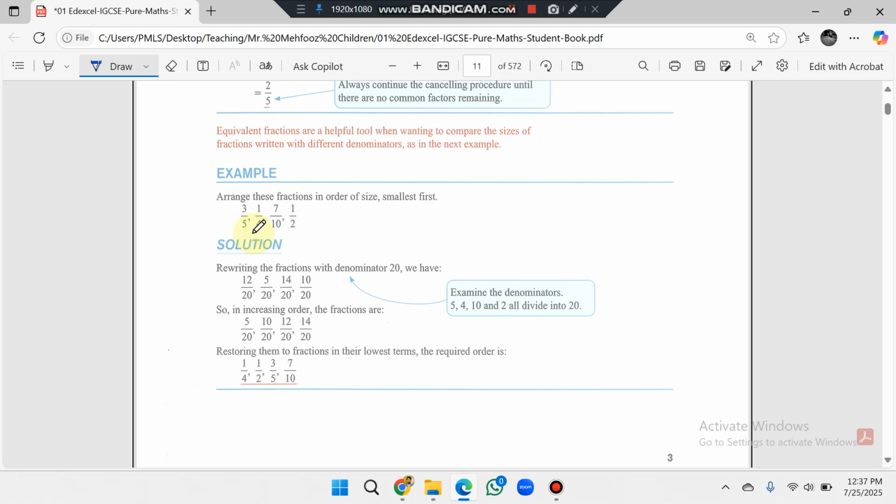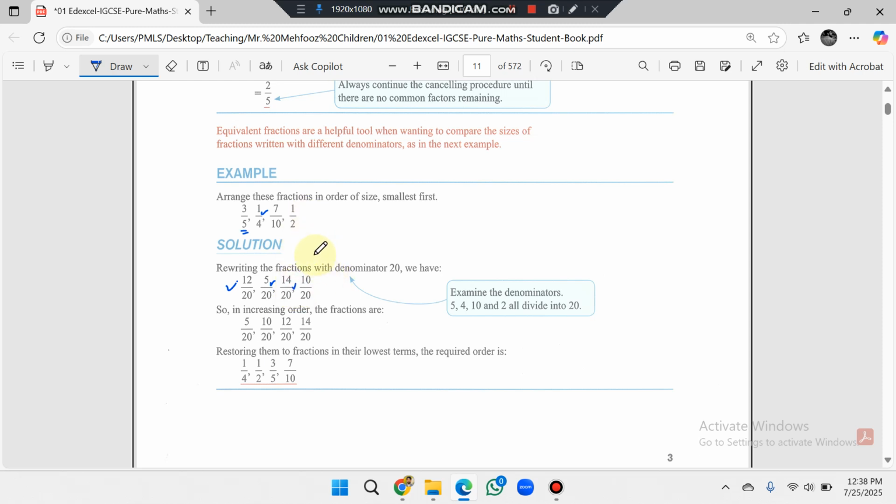So rewriting, we have to equate the denominator of all these fractions. You can see that we can equate the denominators by multiplying by some number. So if we multiply 3 over 5 by 4 over 4, it becomes 12 over 20. And if we multiply the second fraction, that is 1 over 4, by 5 over 5, it becomes 5 over 20. And the third one becomes 14 over 20, and the last one becomes 10 over 20.